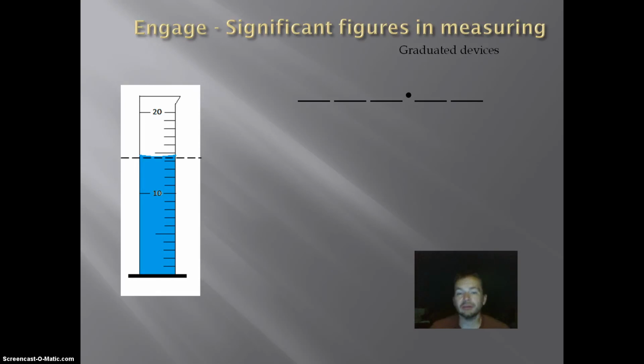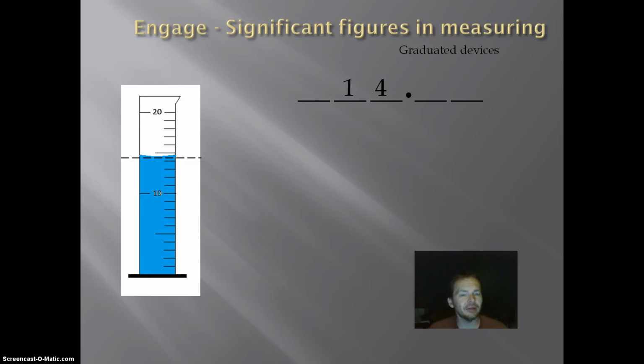This graduated cylinder has no markings in the 100s position, so we're going to leave that alone. But if I look in the 10s position, I can see the meniscus is above the 10, but below the 20. So I know for certain that the value in the 10s place is 1. If I go to the next level of markings, I can see that the meniscus is above the 4, but below the 5. So I know for certain that the value in the 1s position is 4.